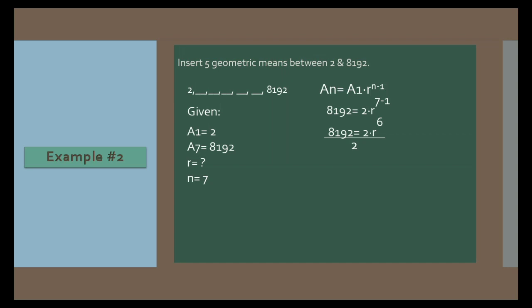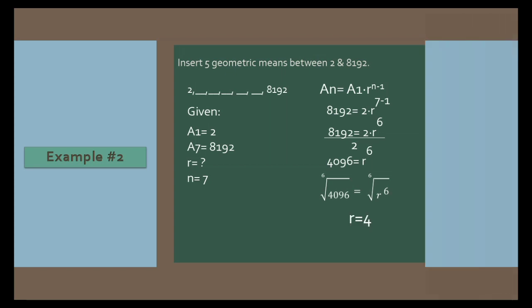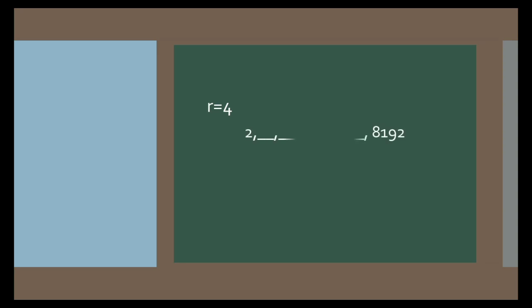Divide both sides by 2 para yung r na lang matira sa kabilang side ng equation. Magiging 4,096 is equal to r raised to 6. Getting the 6th root, our ratio is 4. Again, imumultiply po ulit natin yung ratio natin sa ating first term at sa mga susunod pang terms. 2 times 4 is 8. 8 times 4 is 32, 32 times 4 is 128, 128 times 4 is 512, 512 times 4 is 2,048. So ito po ang ating mga geometric means sa pagitan ng 2 and 8,192.